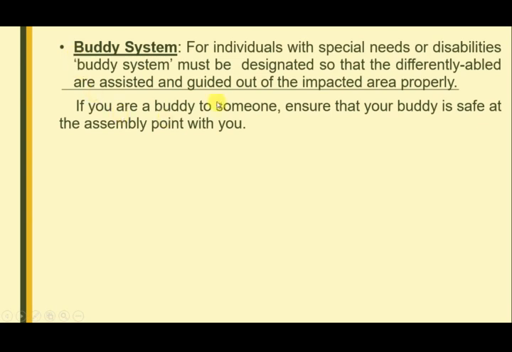Now what is this buddy system? That you are a friend to any differently abled person or any person with special needs, and in case any emergency occurs, it is your duty to ensure that your buddy, your friend, is safe at the assembly point with you. All of you know that buddy refers to the friend, or you can say the best friend.